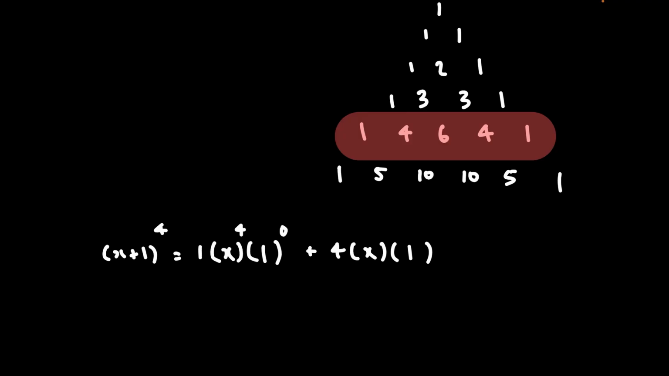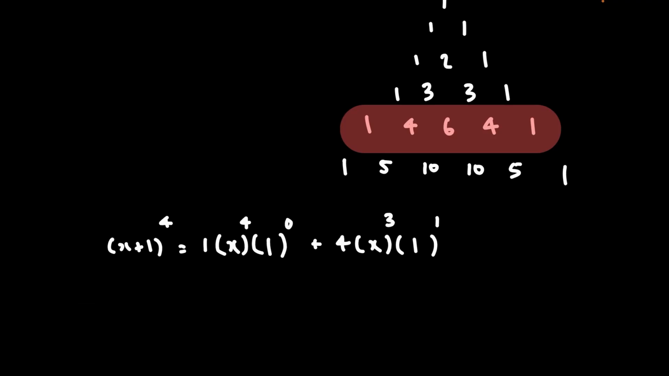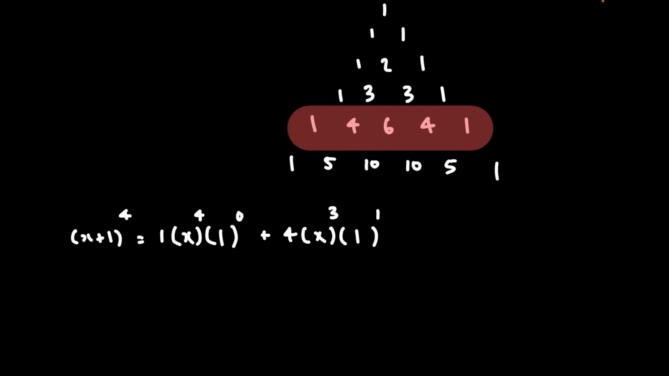The rule goes as follows. The first bracket's exponent will keep decreasing by 1 each term, and this bracket's index will be increasing by 1 each time. So what that means is this is currently x to the power of 4. It becomes x to the power of 3 in the next term. If this is 1 to the power of 0, it becomes 1 to the power of 1 in the next term. And it follows that very nice, neat pattern.